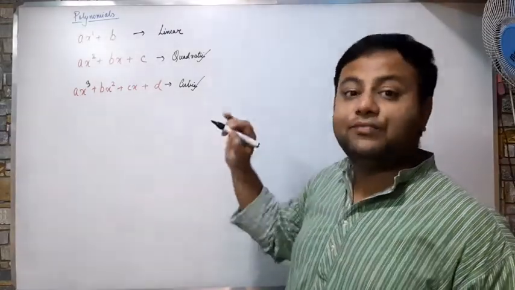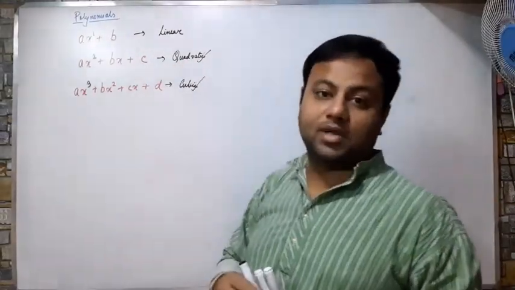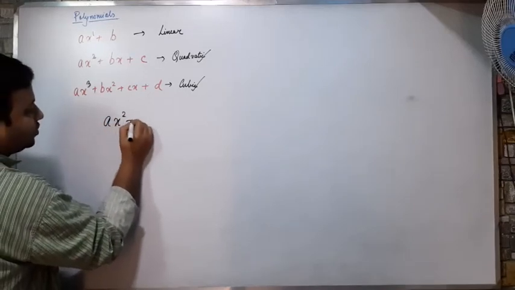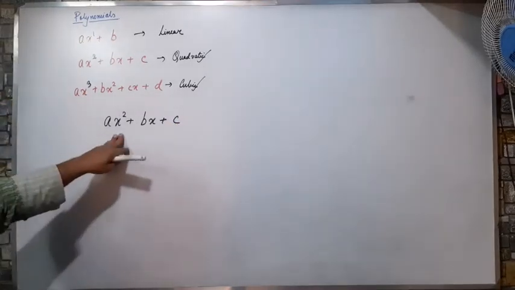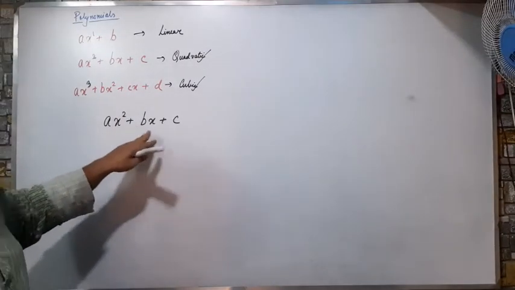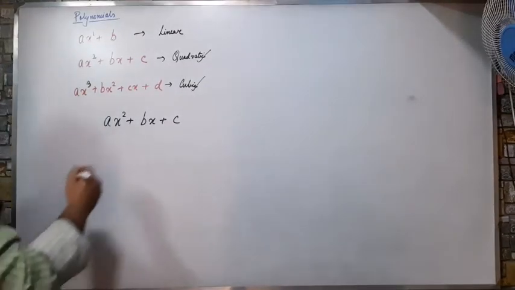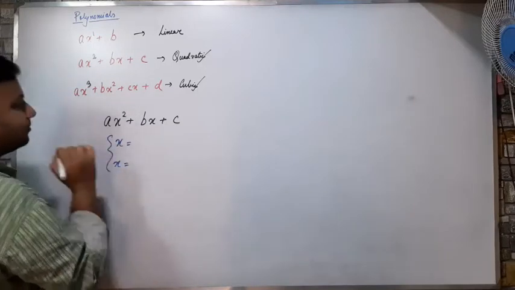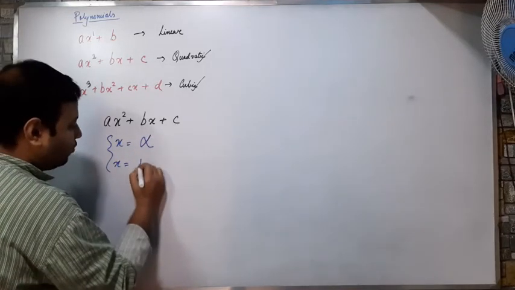Correct? So as per the first exercise of your chapter, you have to study the quadratic polynomial. For a quadratic polynomial, the general form is ax square plus bx plus c. And this can be easily solved by applying middle term factorization. Anytime we apply middle term factorization, we will get two values, x equals to something and x equals to something. Those two values, one is known as alpha and one is known as beta.